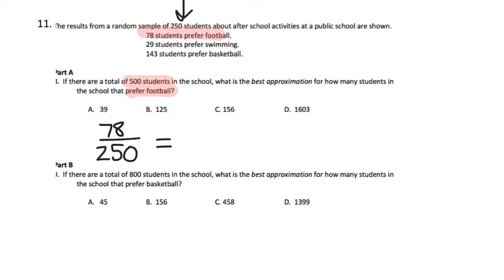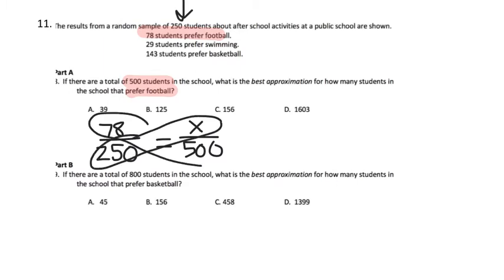Then they would like to know how many would choose football out of 500. Well, we do not know how many would choose, but we do know how many we're surveying. And then we would use this butterfly method to get our answer. You would end up with x is equal to 156.